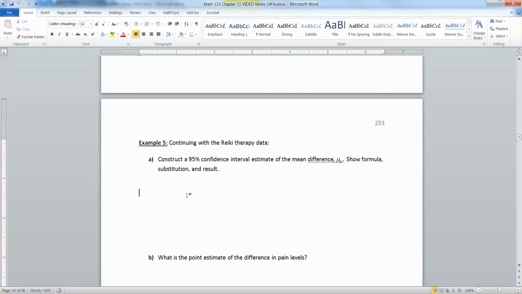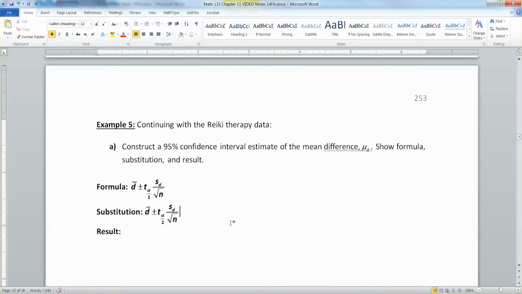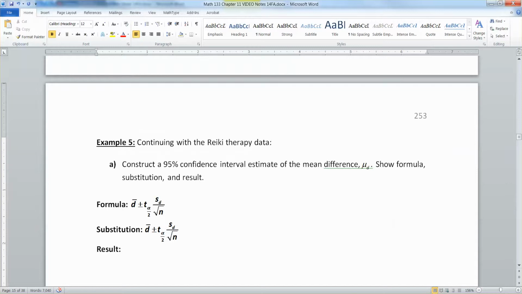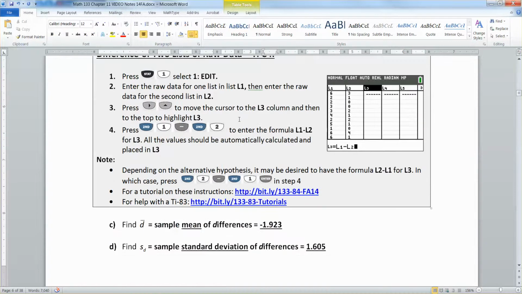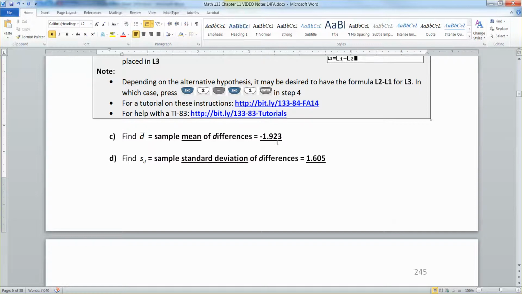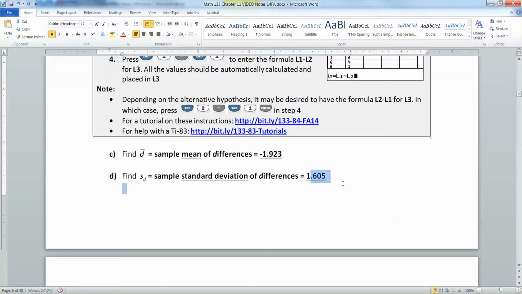So we'll start off with the formula. So let me type that up. Okay, so d bar plus or minus t alpha over 2 sd over the square root of n. Now I've got to go find d bar and sd. Oh, except we found those a while ago. Let me go back and find those. There, we found those on the same page that we found these right here. So that'll mean d bar was negative 1.923 and sd was 1.605.